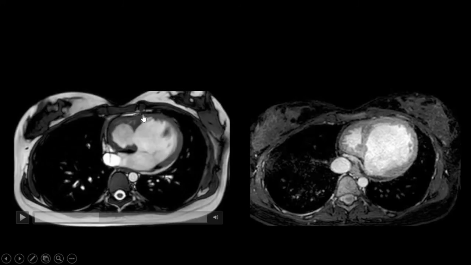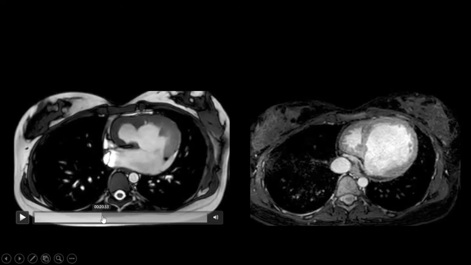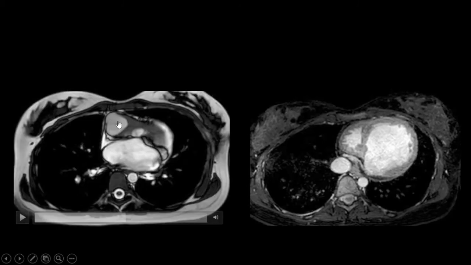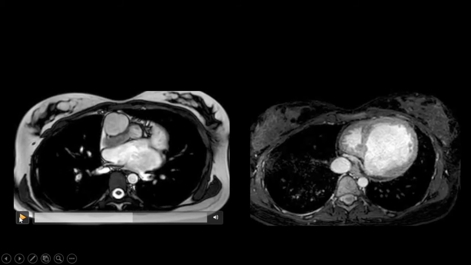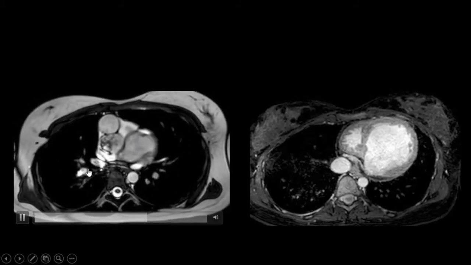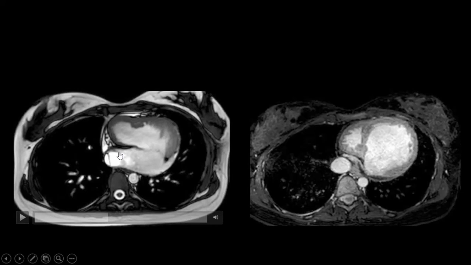This is the moderator band. This is the right ventricle, which appears hypoplastic. There is an ASD. There is atresia of the tricuspid valve. The right ventricle gives rise to the aorta. The left ventricle gives rise to the pulmonary artery. So this is D-transposition of great arteries. There is flow acceleration in the pulmonary artery, suggestive of pulmonary stenosis, and there is a large ASD.